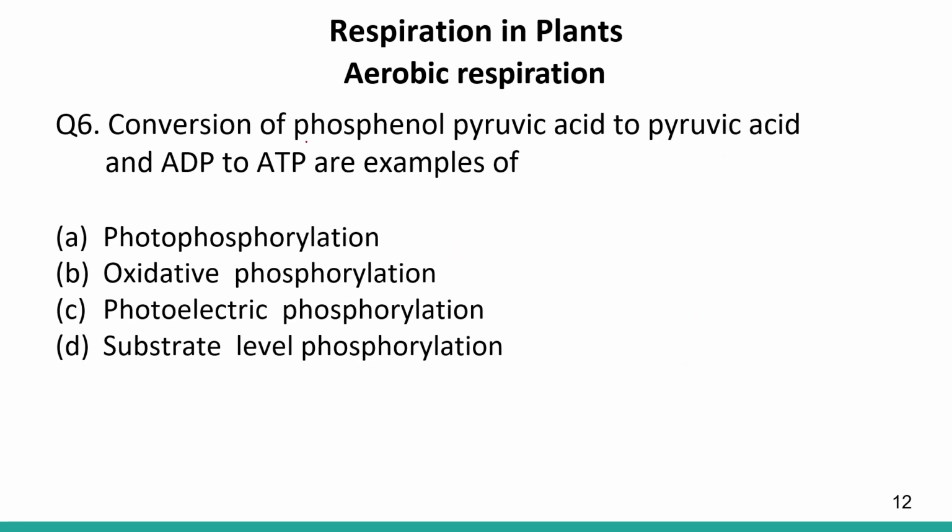Now the next question is: conversion of phosphoenol pyruvic acid to pyruvic acid, and ADP to ATP is an example of, so they are talking about glycolysis here. They are talking about the last step of glycolysis, the 10th step, during which phosphoenol pyruvate is converted into pyruvate. And during this, ATP is produced from ADP. The options are photophosphorylation, oxidative phosphorylation, photoelectric phosphorylation, and substrate level phosphorylation. What should be the answer? Answer is substrate level phosphorylation.